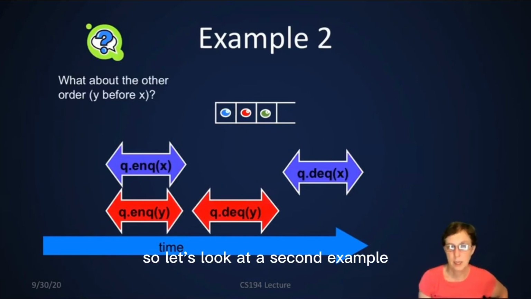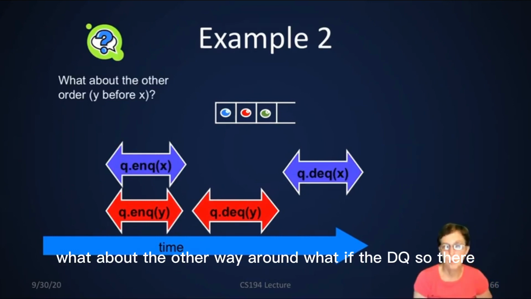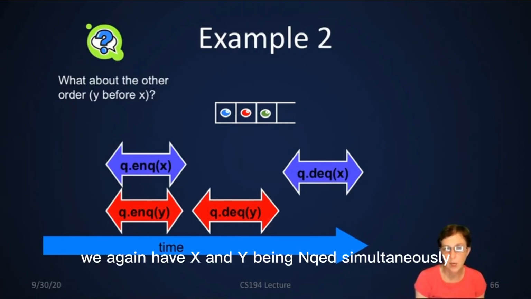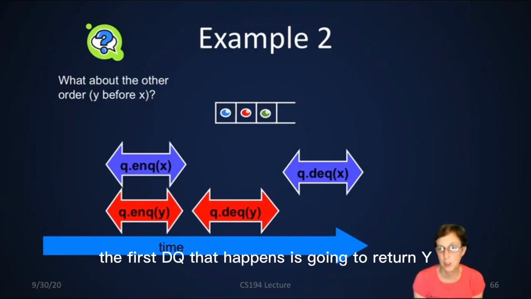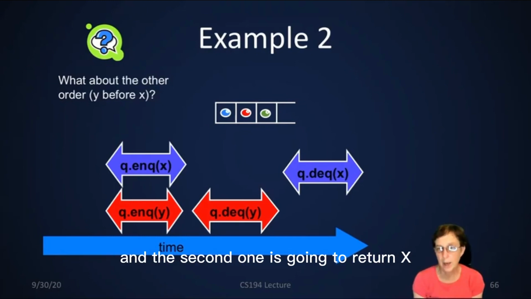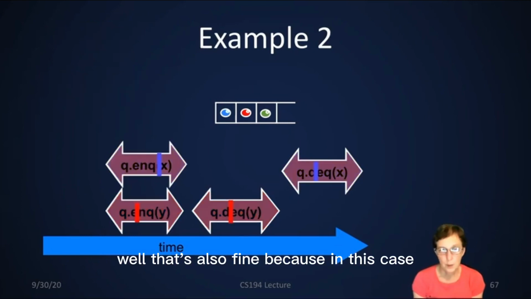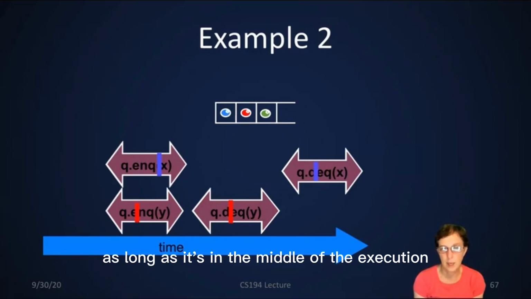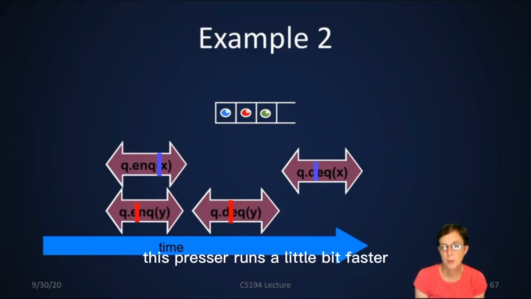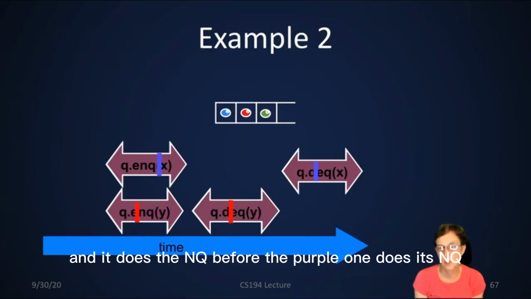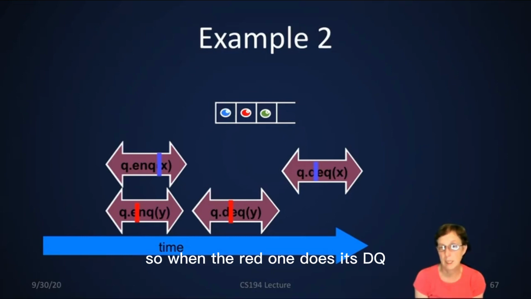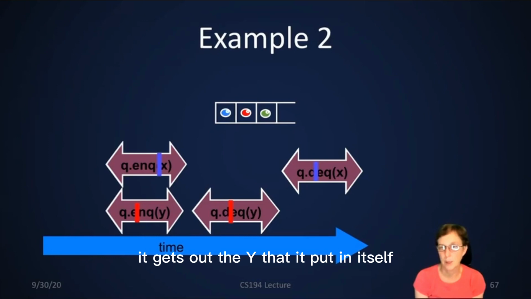So let's look at a second example. What about the other way around? There we again have X and Y being NQ'd simultaneously. Now we have the first DQ that happens is going to return Y, and the second one is going to return X. Well, that's also fine because, as long as it's in the middle of the execution here, we could assume that this processor, the red one, runs a little bit faster, and it does the NQ before the purple one does its NQ. So when the red one does its DQ, it gets out the Y that it put in itself.